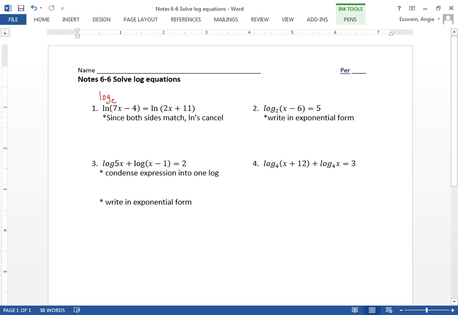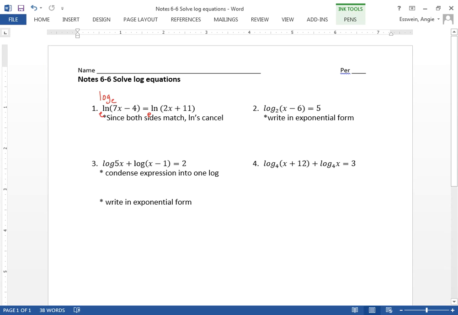If both sides match, let's just say you have natural log of something equals natural log of something, or log, then you can effectively cancel the natural logs. Really what you're doing is exponentiating both sides, e raised to that power and e raised to that power. That's really what you're doing.